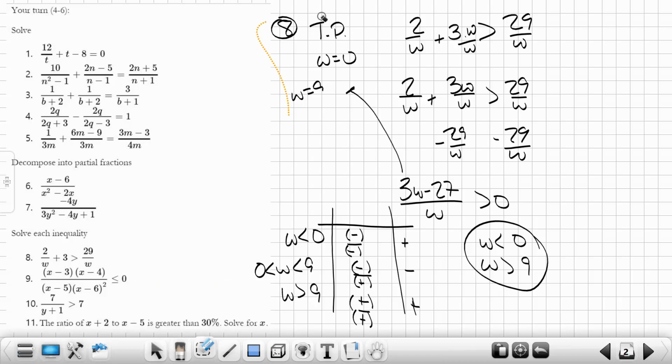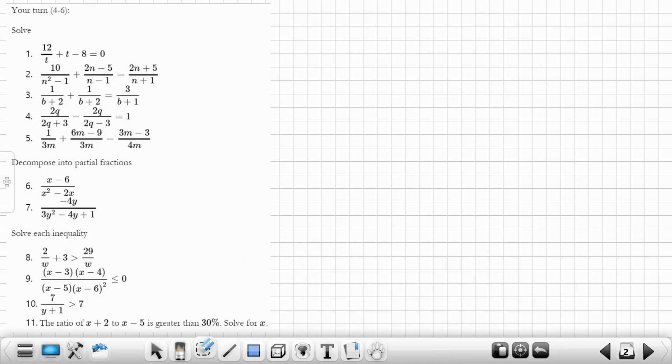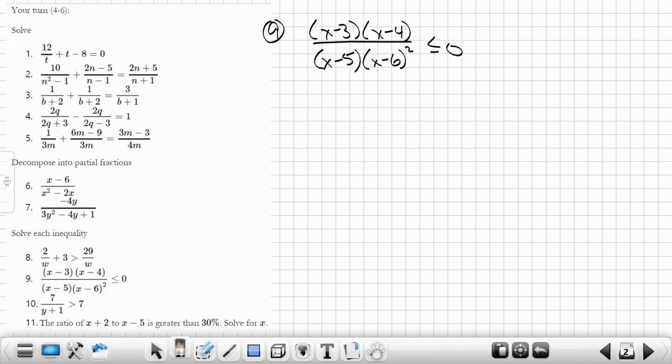Number 9. I have x minus 3, x minus 4, x minus 5, x minus 6 squared less than or equal to 0. My test points are x equals 3, x equals 4, x equals 5, x equals 6.